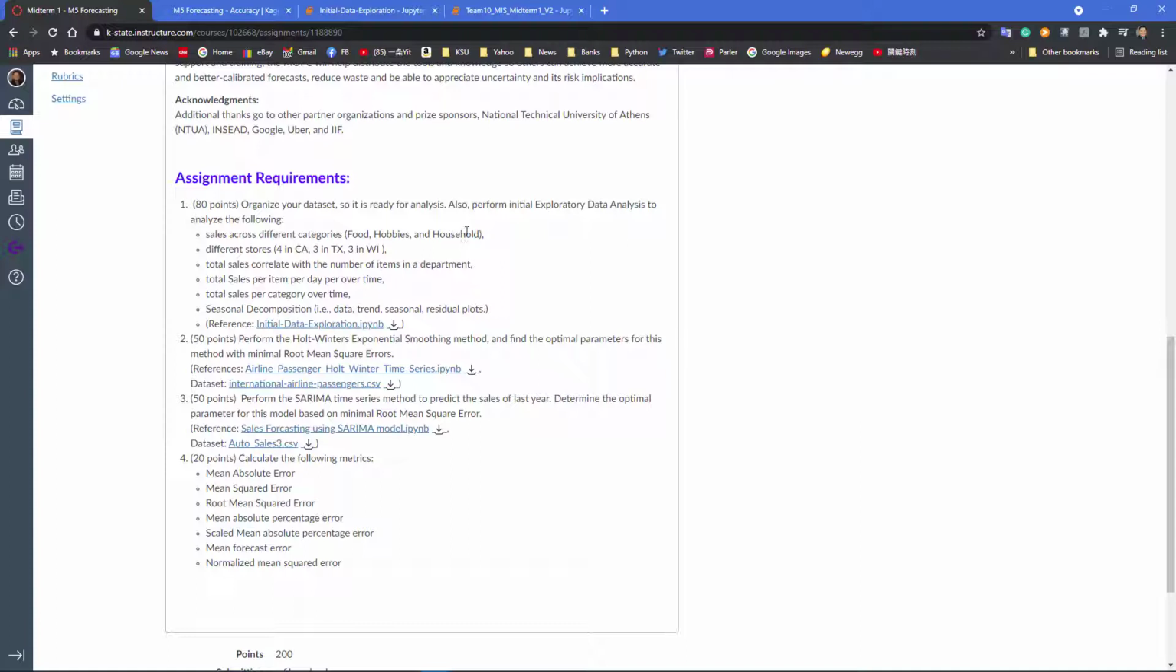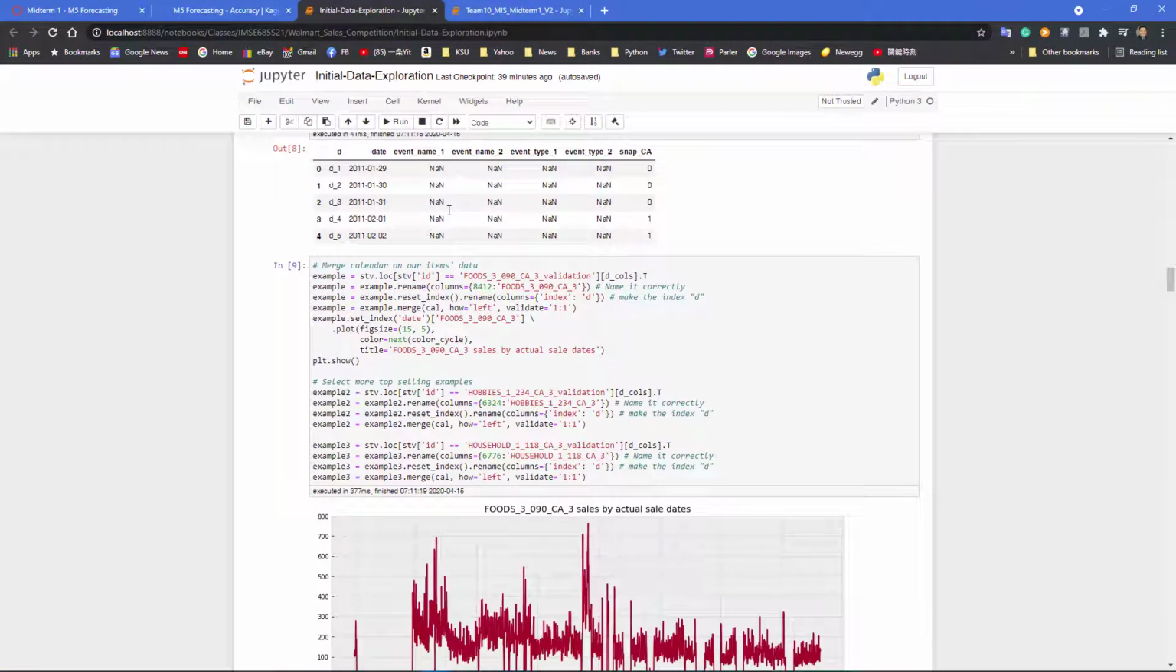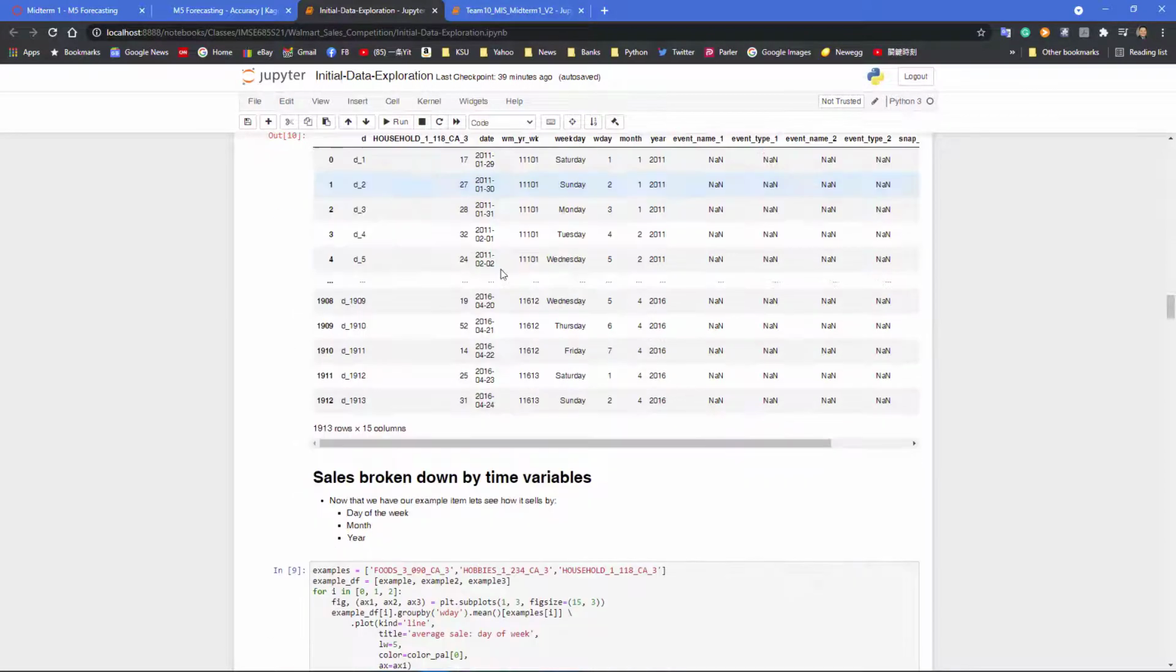Your team has to pick one. And then this initial data exploratory notebook shows how to organize them into your objectives. So you don't need to do every one of them.